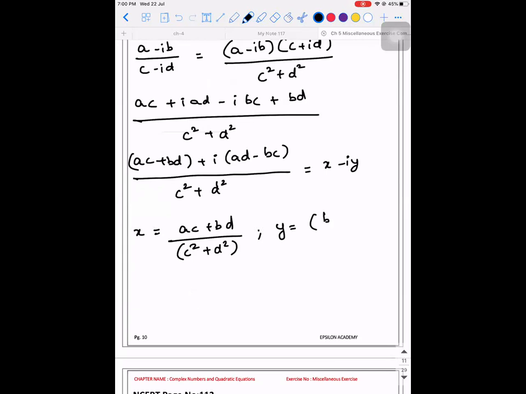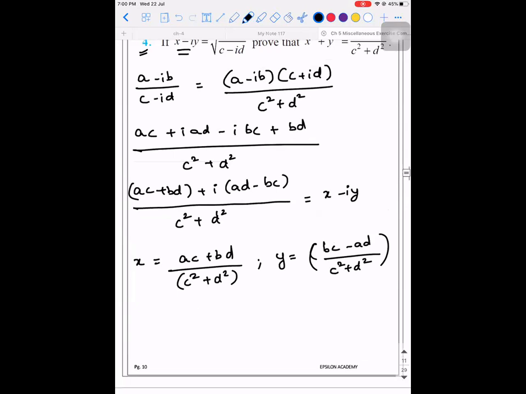Y is equal to (bc minus ad) divided by... Why did I write bc minus ad? Minus i by, so y will be... So square and add them, you will get the answer. Okay, this is one way.